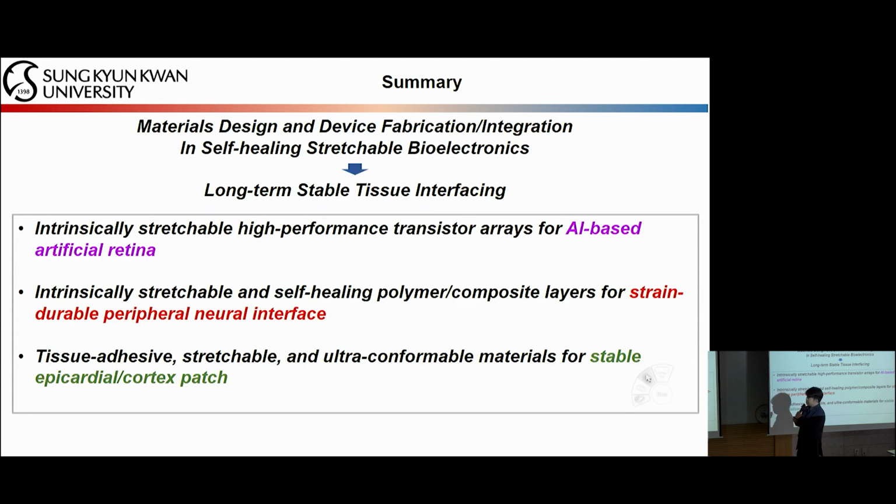Okay, this is a summary. In this talk, I introduced 3 kinds of bioelectronics. First one is an AI-based artificial retina using the light-sensitive semiconducting composite with quantum dots, and a strain-durable peripheral neural interface, and a new method for sutureless urography. And final thing is the stable epicardial patch and cortex. Maybe next time, if I have a chance to address the cortex-related research, I can tell you that.